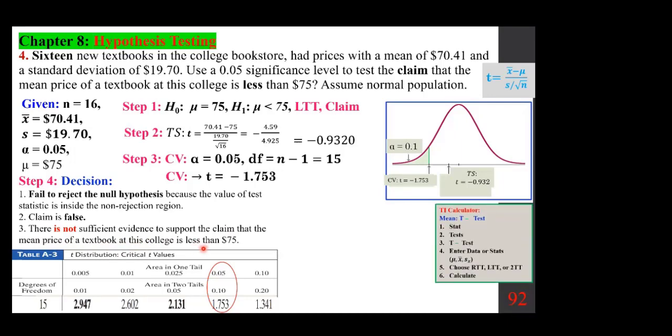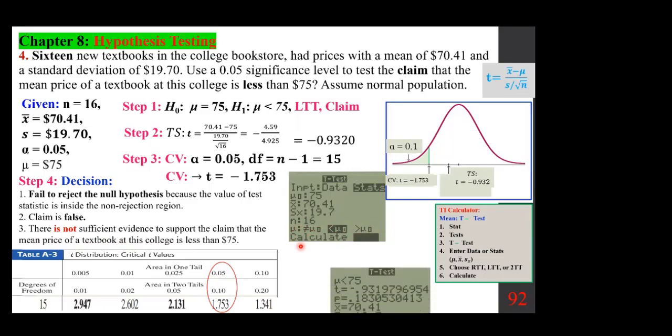Again, for the technology, we would use mean t-test. We plug in the values as follows: mu, x bar, s, n, whatever this one is, less than, greater than, or not equal. You do the calculation, and it will give you the following. Notice this is your test statistic. This is the one we calculated. This is the p-value, let's say 0.18, which is larger than alpha 0.05, and we have the same decision, which is fail to reject the null hypothesis.